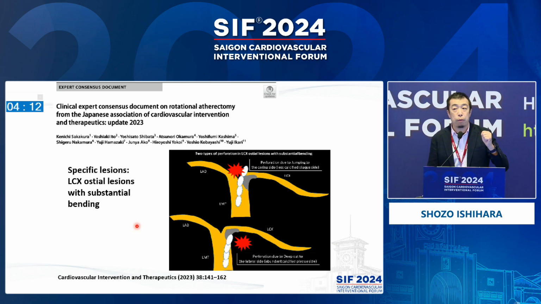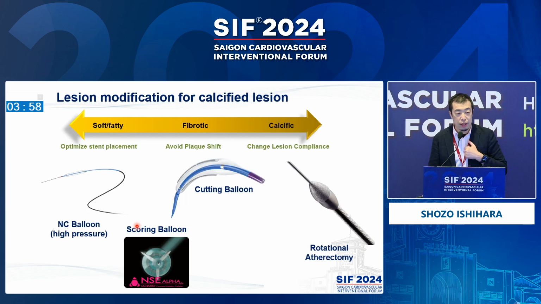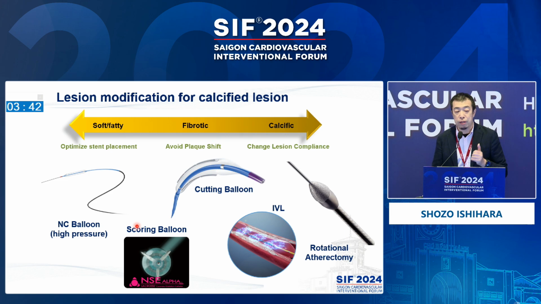And another problem is a perforation. So bending lesion, and also if there is a very severe calcium at that time, it is a very high risk of the coronary perforation. We should remind. So we need some kind of lesion modification. Of course, high pressure balloon and scoring or cutting balloon is sometimes effective. And I mentioned about the rotablator. But another option is IVL.